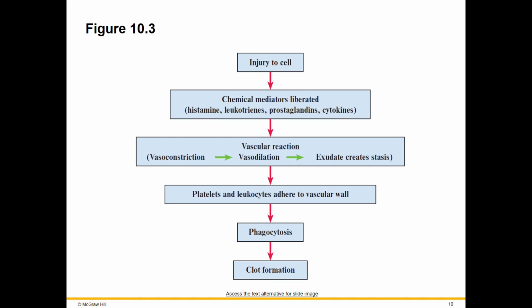Phagocytosis takes place, which is pretty much just engulfing all the bad things in the area. And then a clot forms and stops the bleeding so the healing process can continue. So that's going to be the clot formation. That's the inflammatory response sequence in just 6 easy steps.